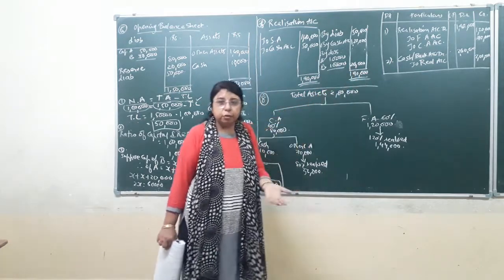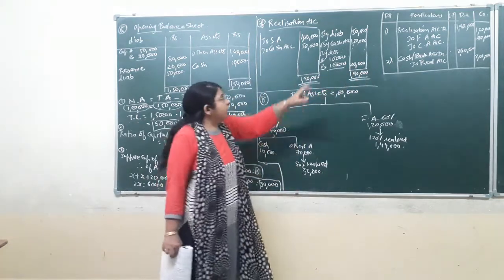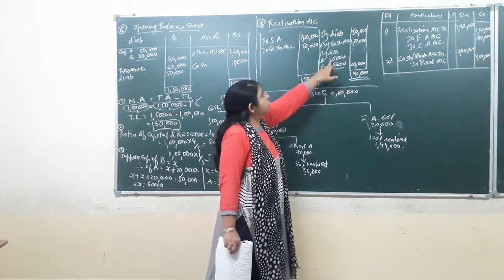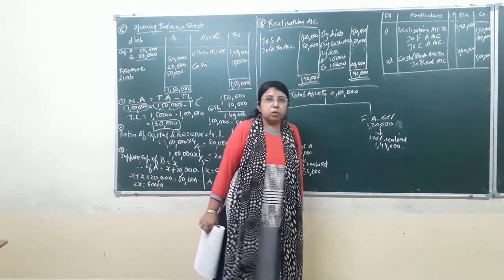The sharing ratio is given, so it came to 10,000 and 10,000.